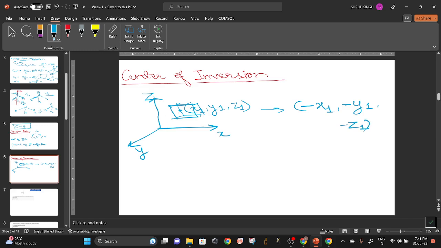So if this is a center of inversion, I am drawing the negative axis, so it will be somewhere here in this quadrant. Okay, this is the minus x1, minus y1 and minus z1 direction. So let's take the example of a molecule. Okay, let's take this one.